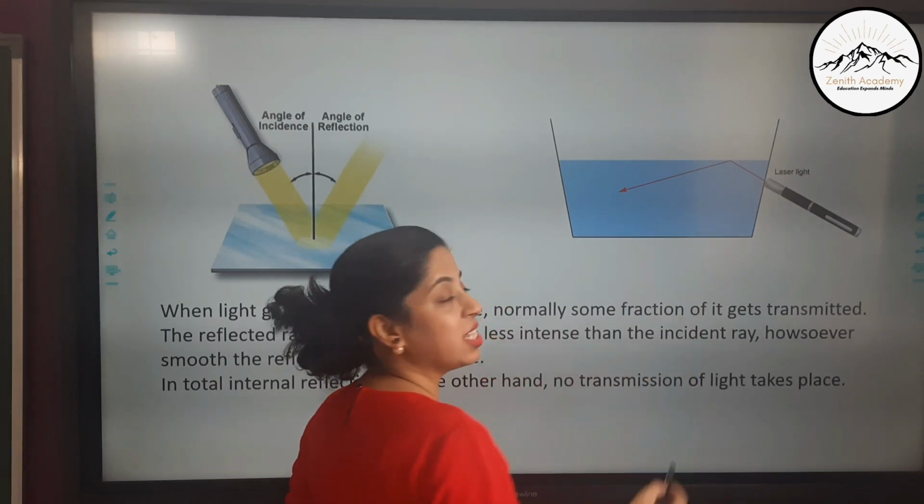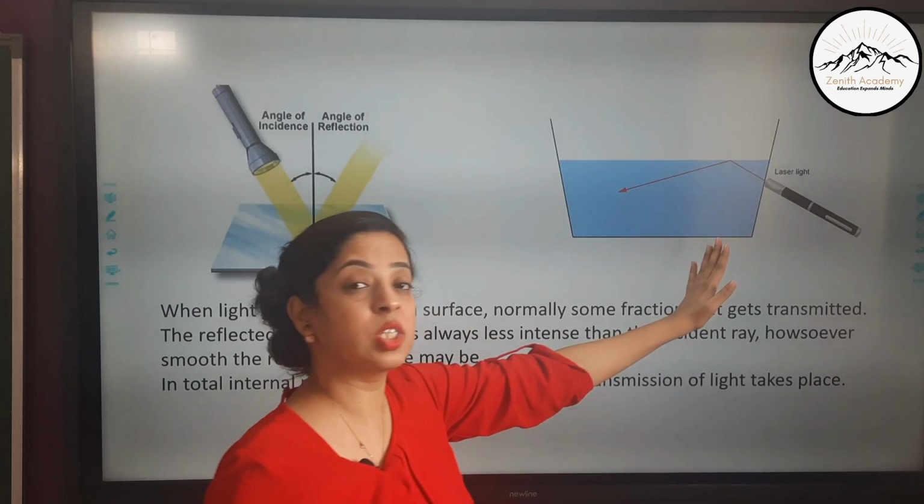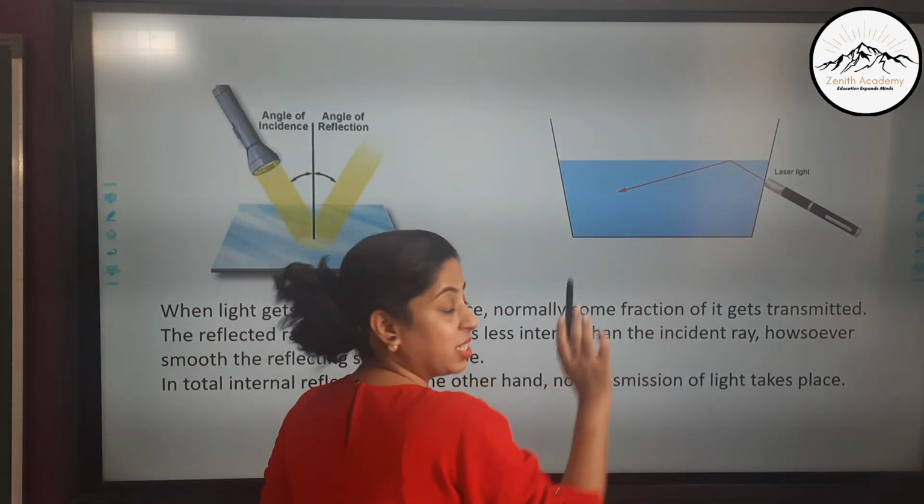Okay. Now in this case, there is no transmission. None of the light is going above. So there is no transmission, and so there is no change in the energy or the intensity of this light.